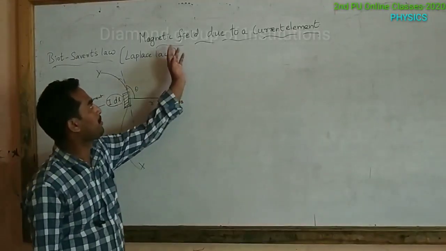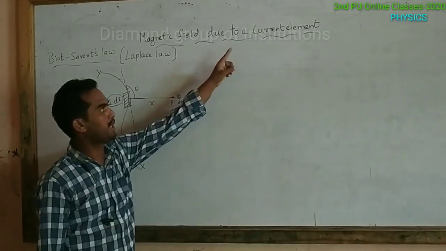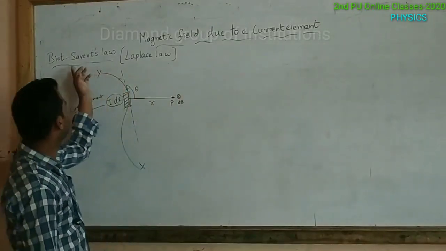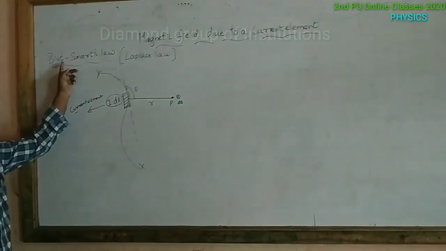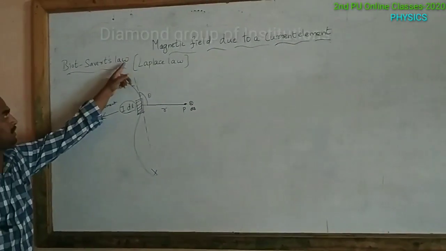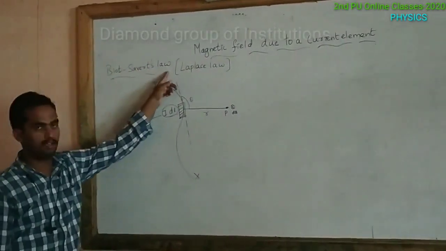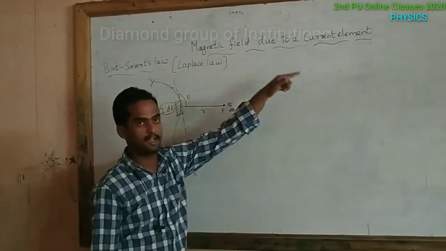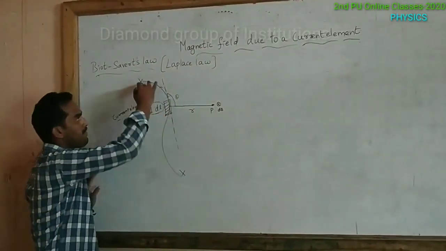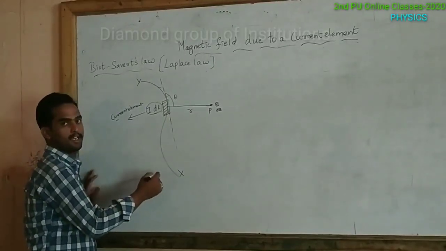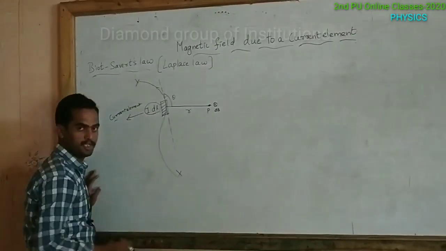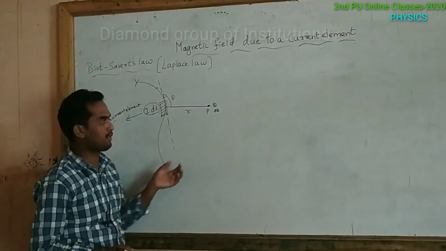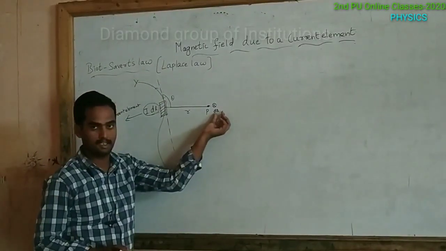Next topic, magnetic field due to a current element. The name of the scientist is Biot-Savart. He introduced the law, called Biot-Savart's law. He explains the magnetic field due to a current element. See here, whenever current passes through a conductor, it always produces a magnetic field. That magnetic field we are going to calculate.